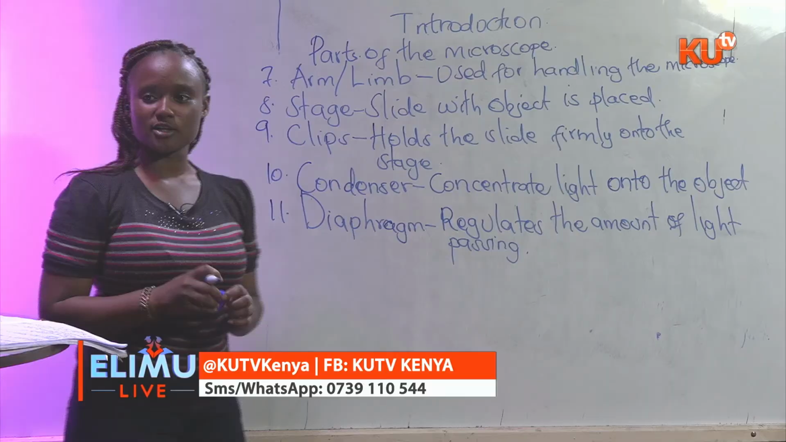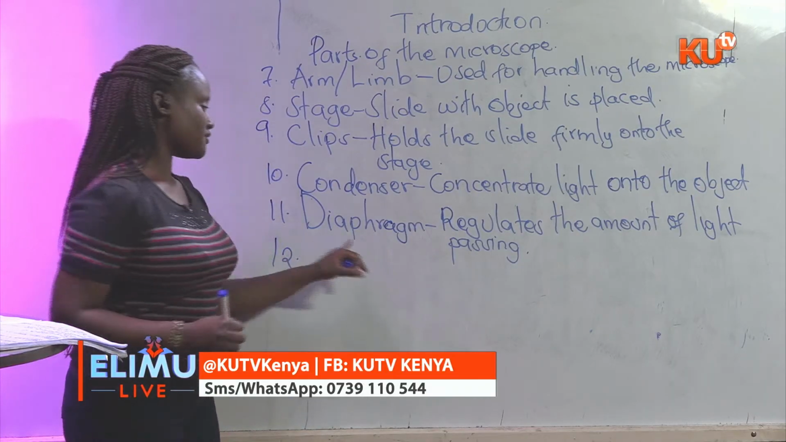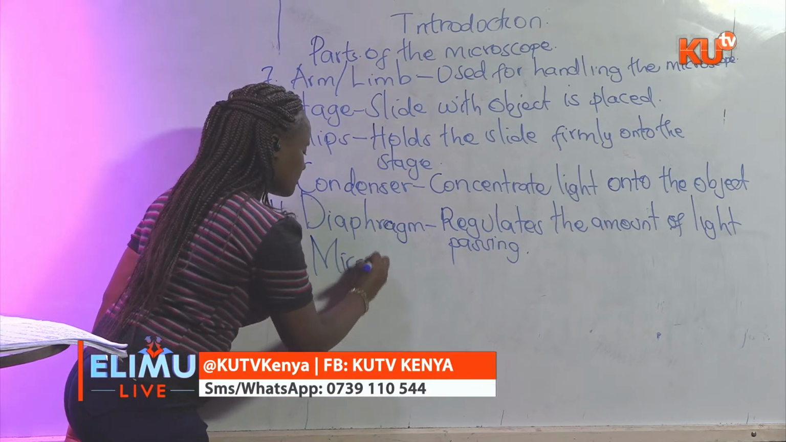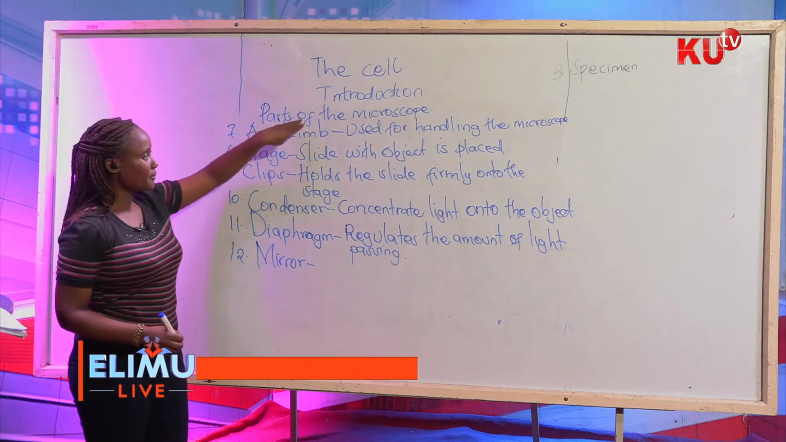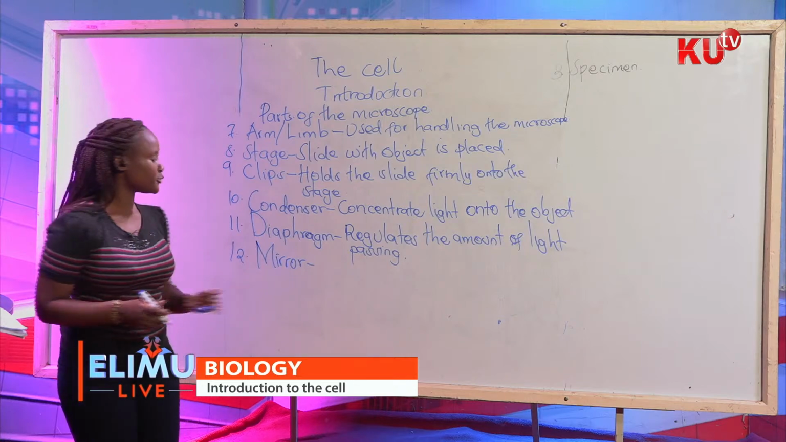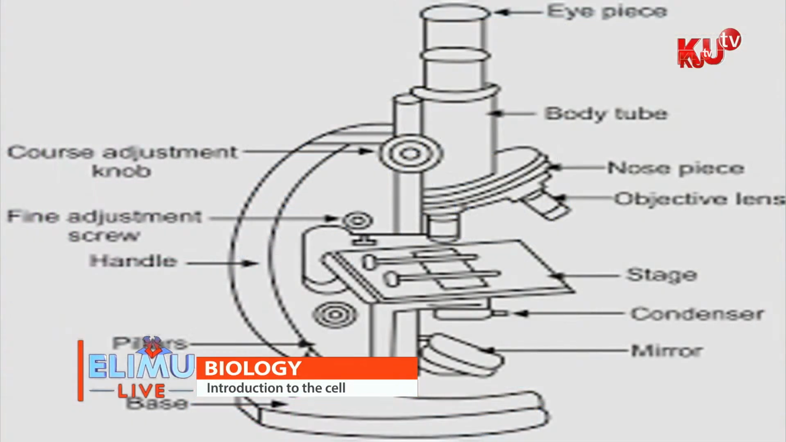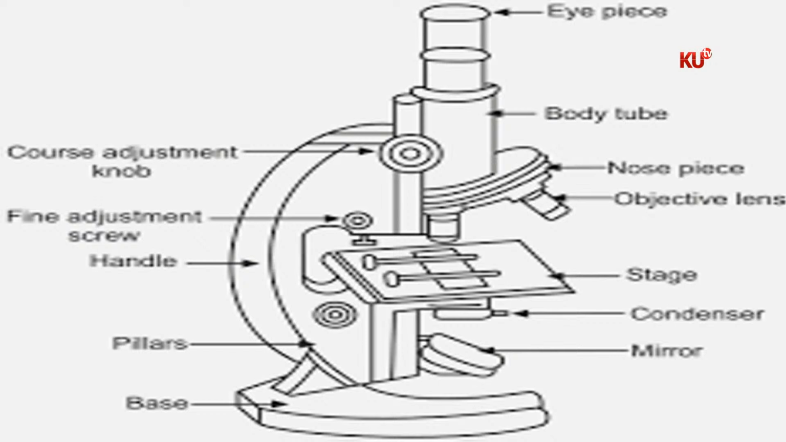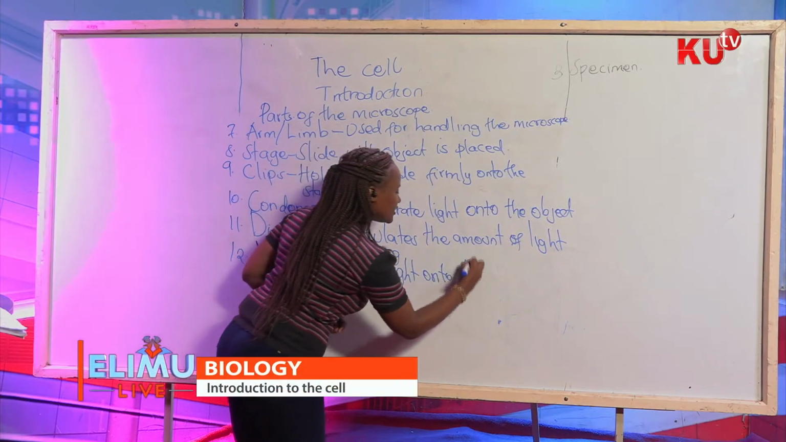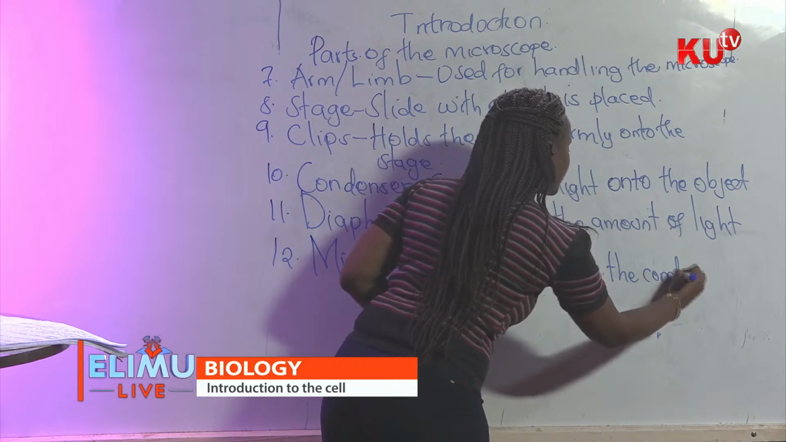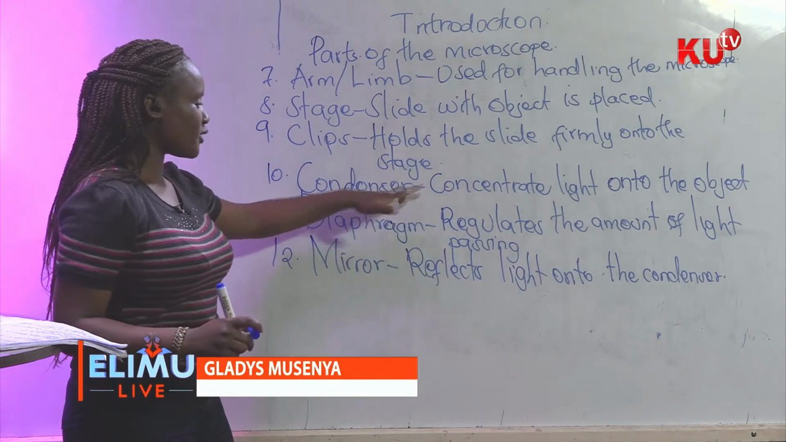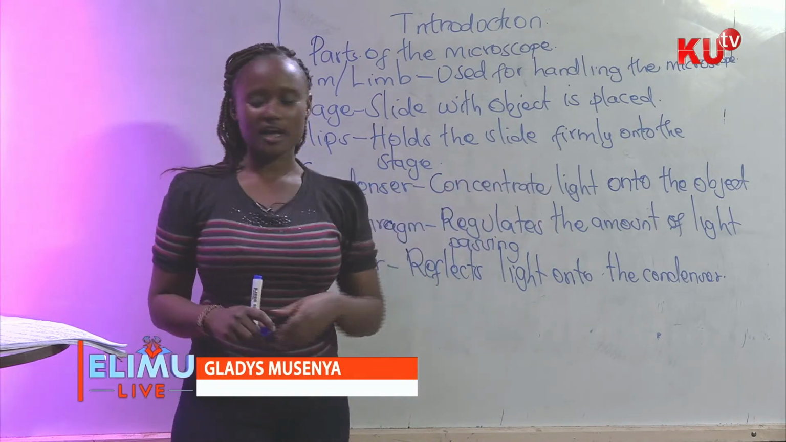Now we go to our 12th. After the diaphragm, we have the mirror. What is the work of the mirror? The mirror is one of the parts of the microscope. It reflects light onto the condenser, which concentrates light onto the object.